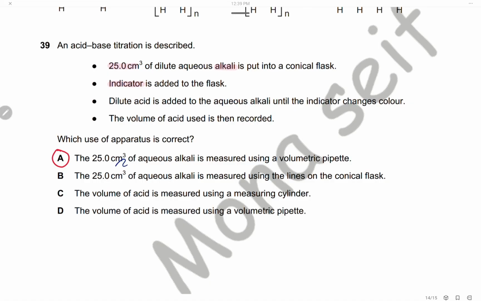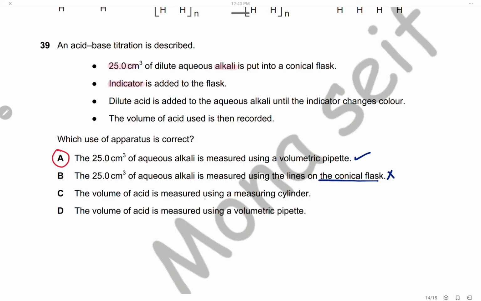The first one, 25 cm³ of the aqueous alkali is measured using a volumetric pipette. This is correct. A pipette is very accurate in measurement. It can be used to measure exactly 25 cm³ of the alkali. 25 cm³ aqueous alkali measured using the line on a conical flask is wrong. A conical flask cannot be used to measure volume.